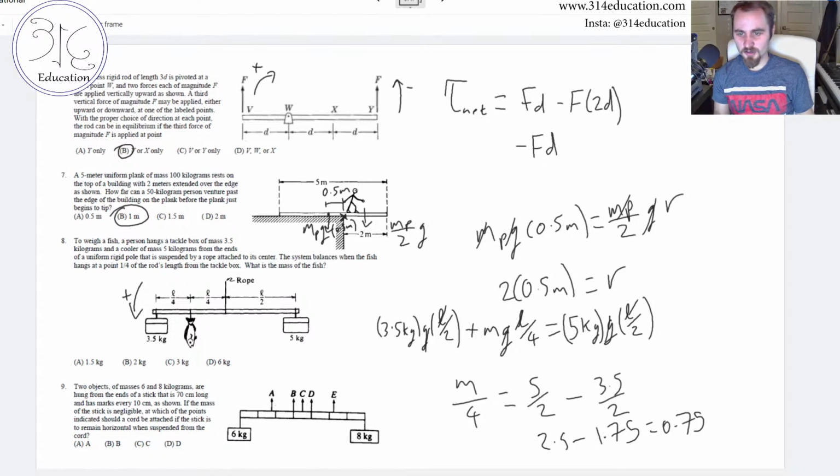Is that an option? That's not an option. Okay, I did that wrong. Maybe we do that with a calculator? No, that's okay. Oh, but this is 0.75, but this is still equal to m over 4. So we've got to multiply this by 4. And so that's then going to give us 3. Yeah, it's 3/4 of a kilogram multiplied by 4 is 3 kilograms.